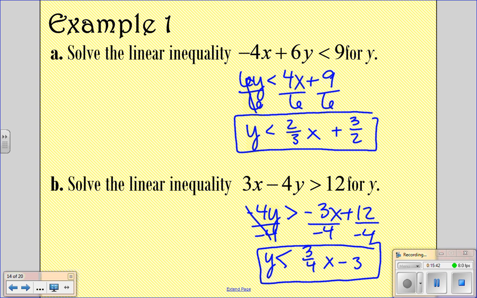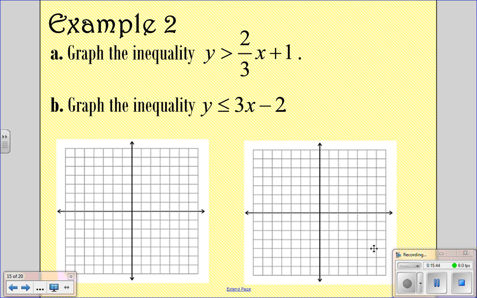Okay? Looking at example 2, we want to graph the inequality. So for these, you're going to start by graphing them very similar to how you would graph a line. So we're going to go to our y-intercept of 1. We're going to go up 2 and then over 3. Up 2, over 3. And then I'm going to come back and go down 2 and over 3. Now, instead of just drawing a line, on this one, since it's a greater than and there is no equal to, we make our line by doing dots or dashes.